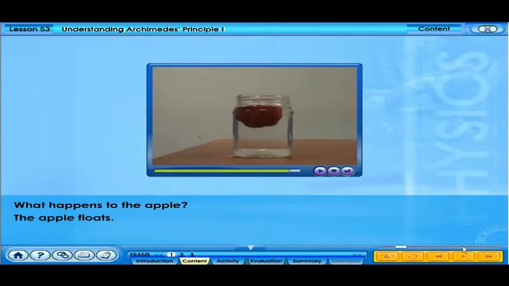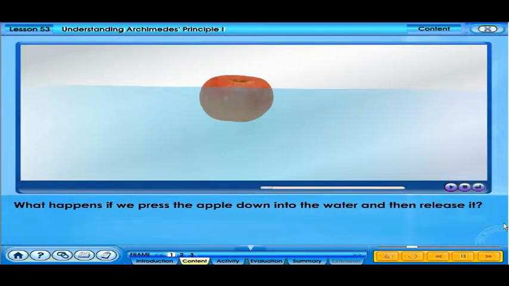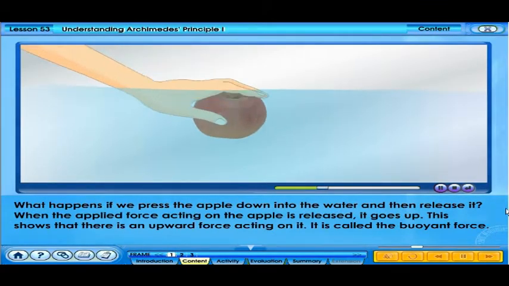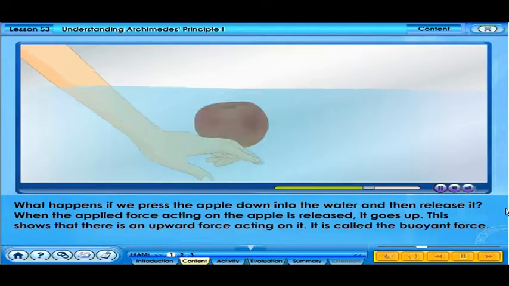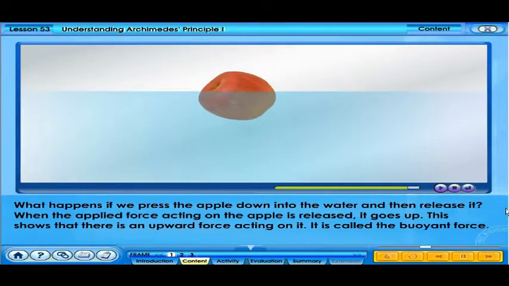What happens if we press the apple down into the water and then release it? When the applied force acting on the apple is released, it goes up. This shows that there is an upward force acting on it. It is called the buoyant force.